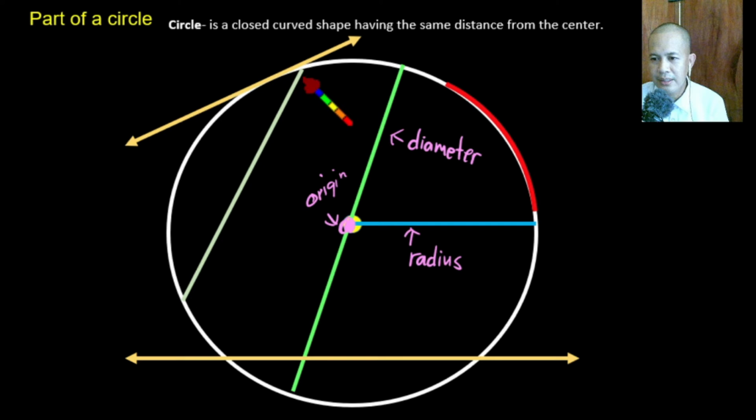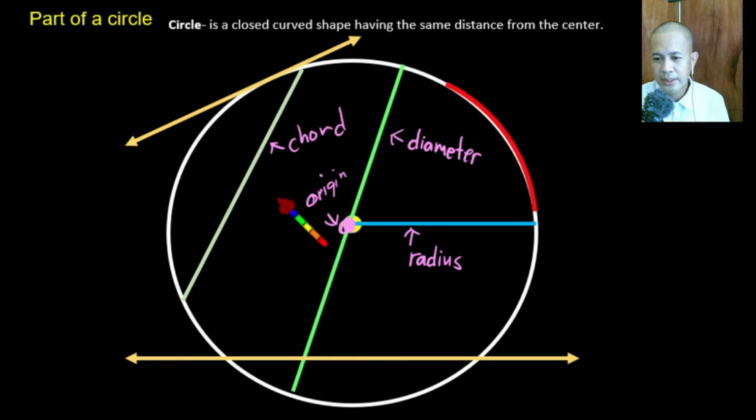The line that does not pass through the center, this one, is called a chord. A chord is a line segment within a circle that touches 2 points of the circle, which does not pass through the center of the circle.